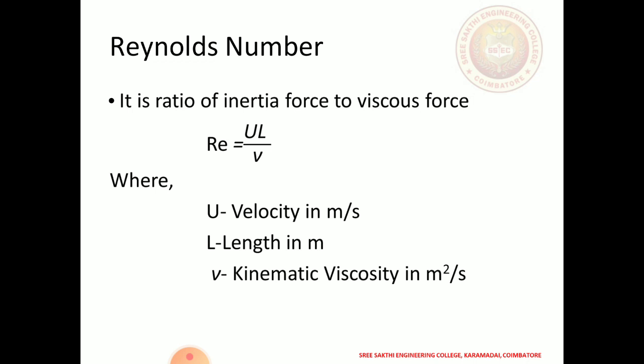The Reynolds number is the ratio of inertial force to viscous force. Re equals U L divided by nu, where U is velocity, L is length, and nu is kinematic viscosity. Reynolds number is therefore a measure of the relative magnitude of the inertial force to the viscous force occurring in the flow.